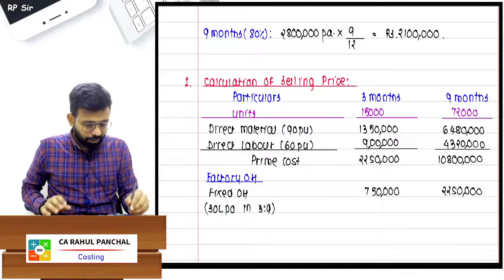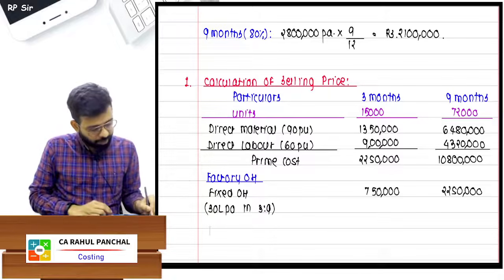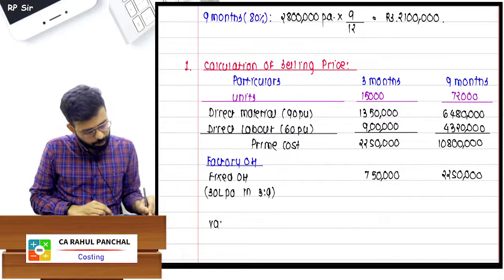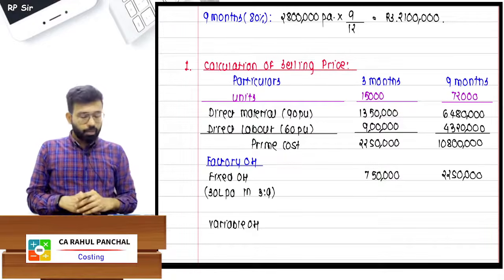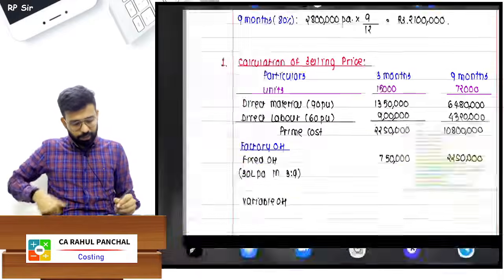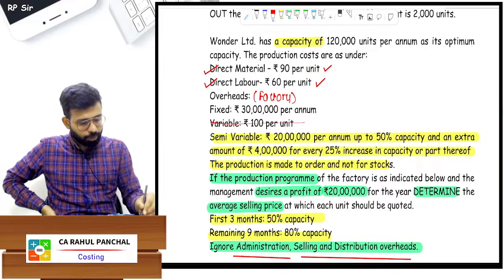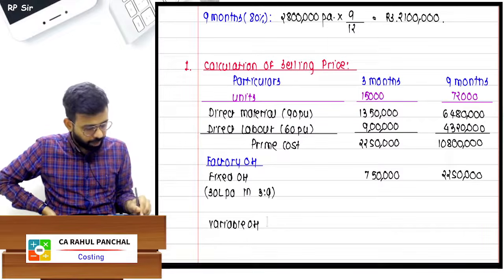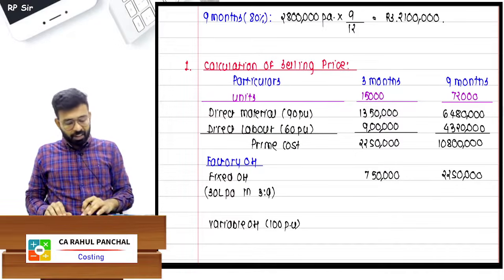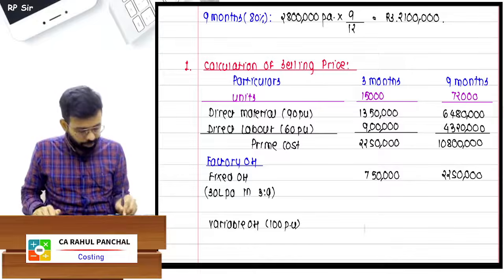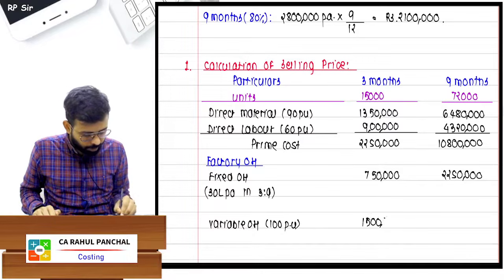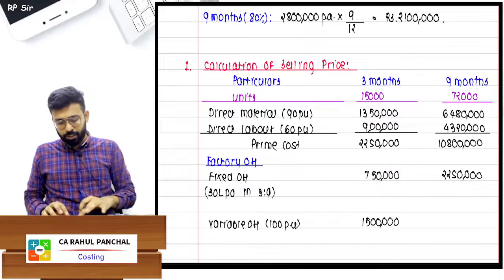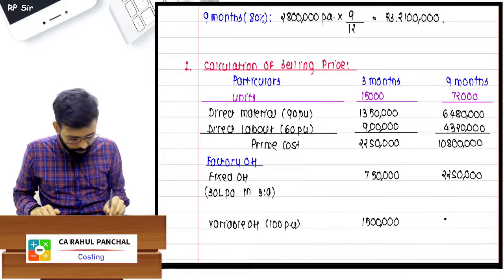Okay, sir. Then after fixed overheads there are variable overheads. What is the amount of variable overhead? It is given, 100 rupees per unit. It is very easy then. In the bracket we can say it is 100 rupees per unit. In the first 3 months you will produce 15,000 units, so 100 into 15,000 is 15 lakh. Then 100 into 72,000 becomes 72 lakhs.